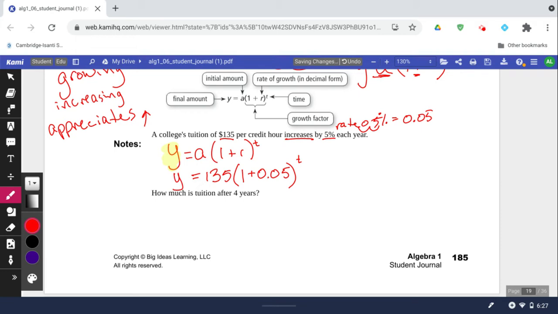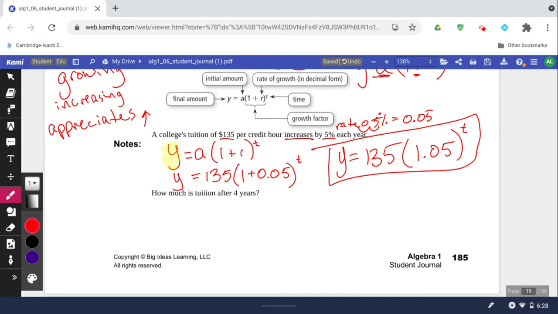I can simplify this. If it's asking for an equation, I know that 1 plus 0.05 is 1.05. I can combine those, still to the t power. Again, don't fall into the trap. Don't multiply 1.05 by 135. You're always taking it to that exponent first. Then you would multiply it by 135.